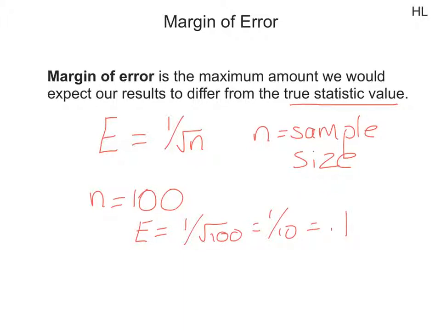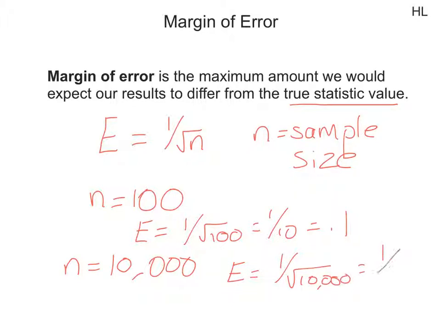However, as we increase our sample size, say n equal to 10,000, our error gets smaller. E is now equal to 1 over the square root of 10,000, which is 1 over 100, or 0.01. Following from this, we can say the larger the margin of error, the less accurate the results are.